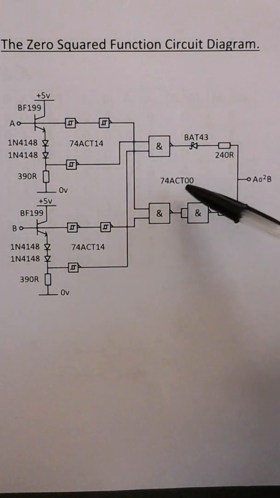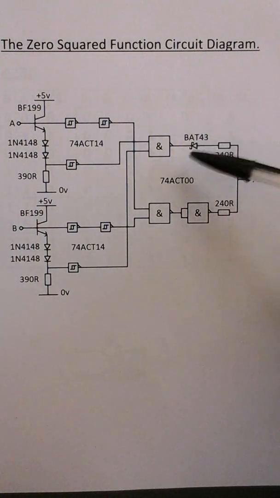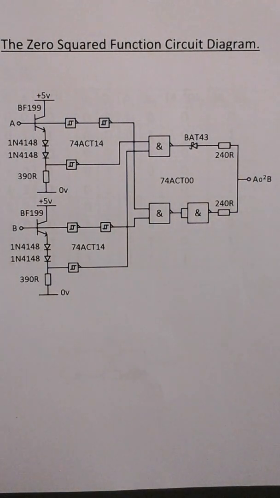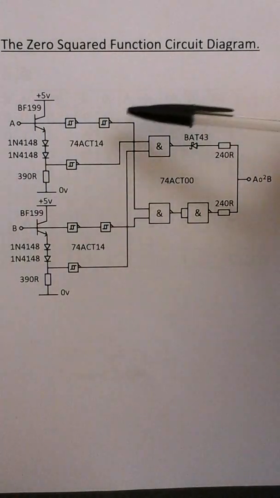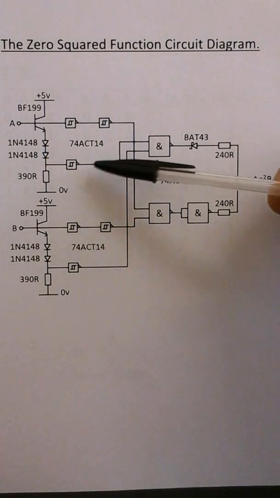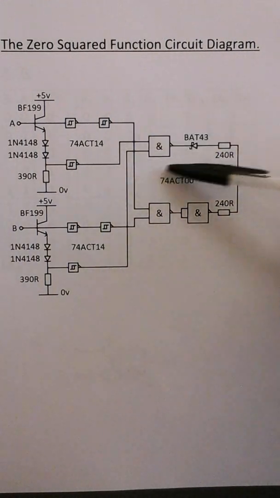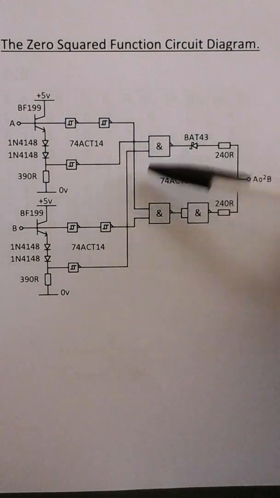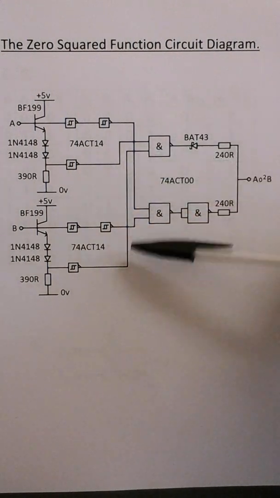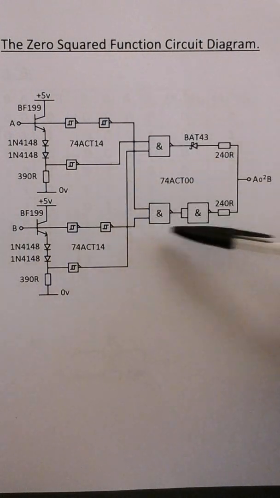Using 74ACT00 for this, BAT43 Schottky diodes, and 240 ohm resistors for the output network. So this output here is 0 squared B. Here we have A1, not A2, B1, not B2. So this function is not A2 and not B2, and this is A1 and B1 here.